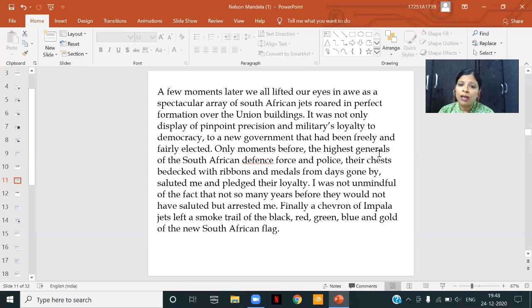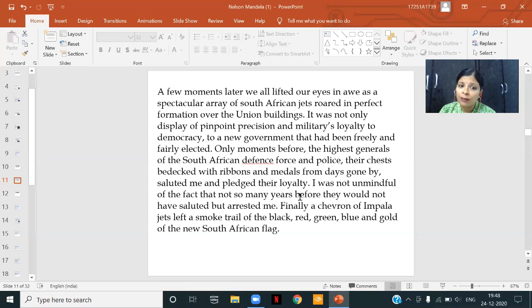Only moments before, the highest generals of the South African Defence Force and police, their chests bedecked with ribbons and medals from days gone by, saluted me and pledged their loyalty. So, children, all the policemen and the army people, they were wearing their uniforms and their chests were bedecked, means they were decorated with their achievements, with ribbons and medals. And these people saluted Nelson Mandela and they pledged their loyalty.